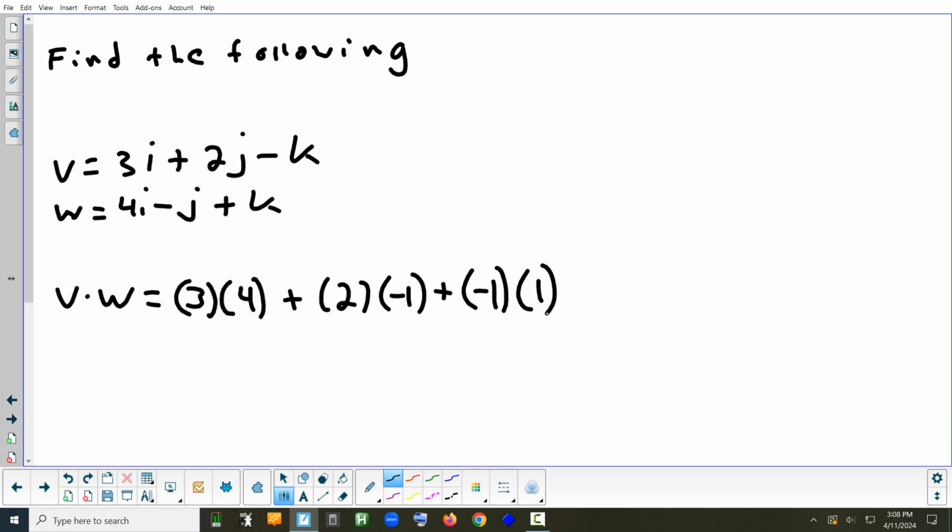Okay, so 3 times 4 gives me 12, 2 times -1 is -2, and -1 times 1 is -1. Okay, and what's 12 minus 2? 10. And 10 minus 1? 9. Okay, so the dot product there is 9. All right, so now we have the dot product, v dot w. Now let's find the magnitude of v.